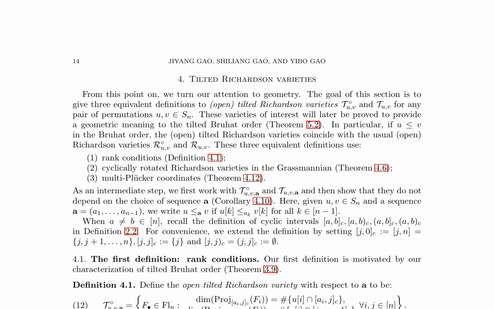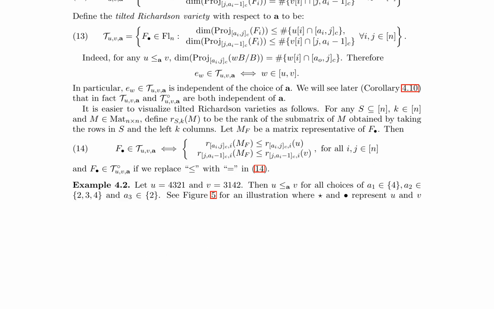The authors first work with the tilted Richardson varieties indexed by u, v, a and then demonstrate that they do not depend on the choice of sequence a. The first definition of tilted Richardson varieties is motivated by the characterization of the tilted Bruhat order. It involves specifying rank conditions on the dimensions of projections of flags F element of Fl_n. The authors also provide an alternative visualization of tilted Richardson varieties using matrix representatives and submatrices. This facilitates the computation of ranks and enables a more intuitive understanding of these varieties.